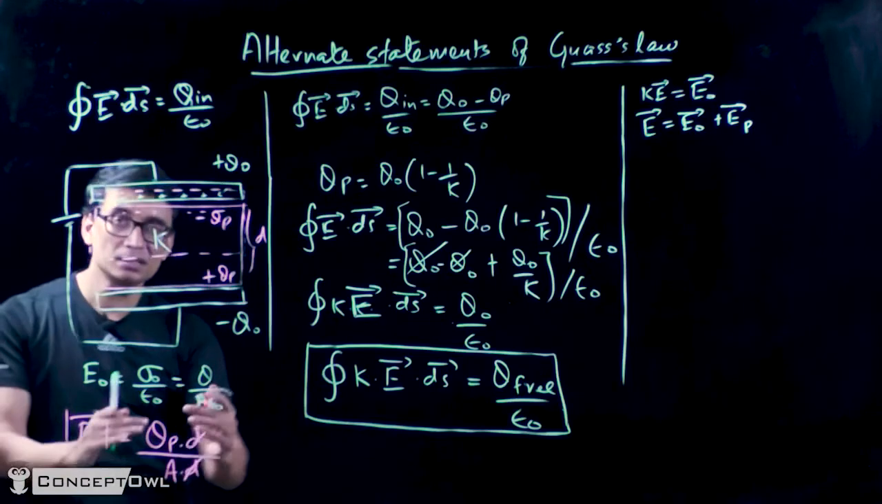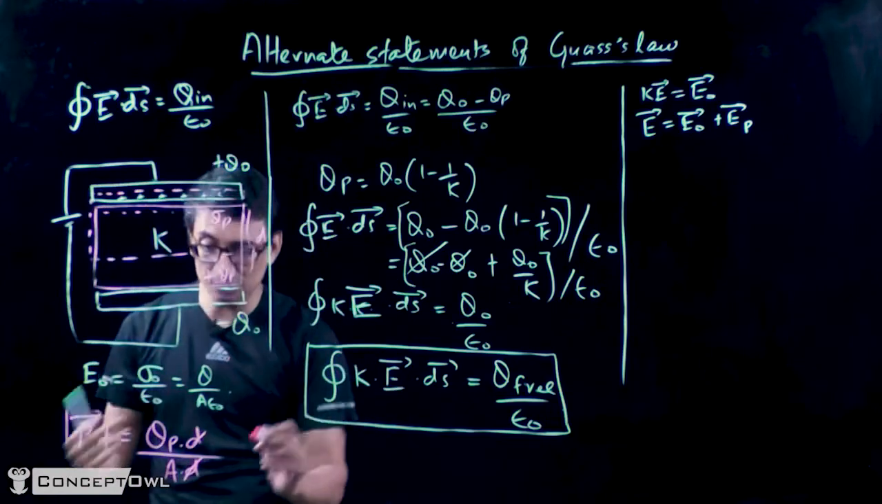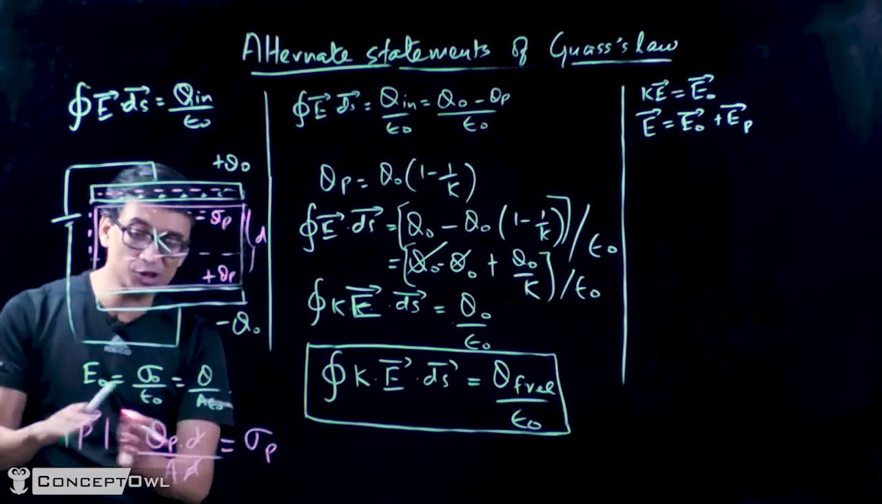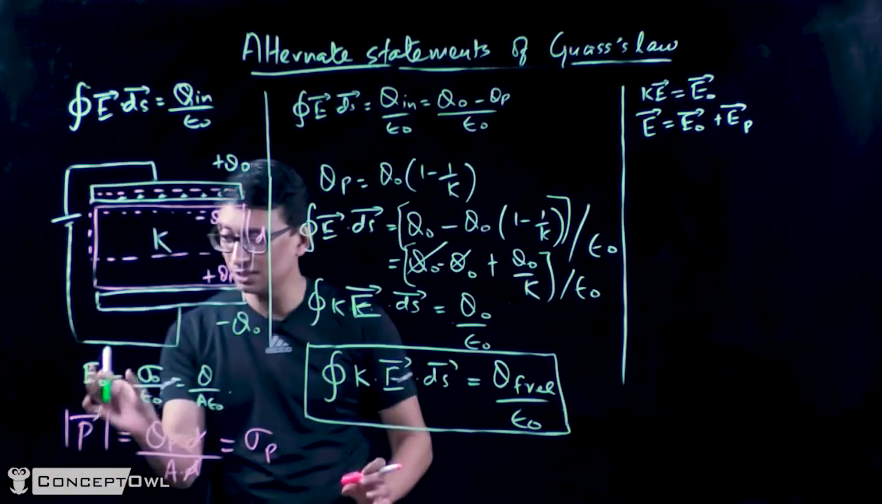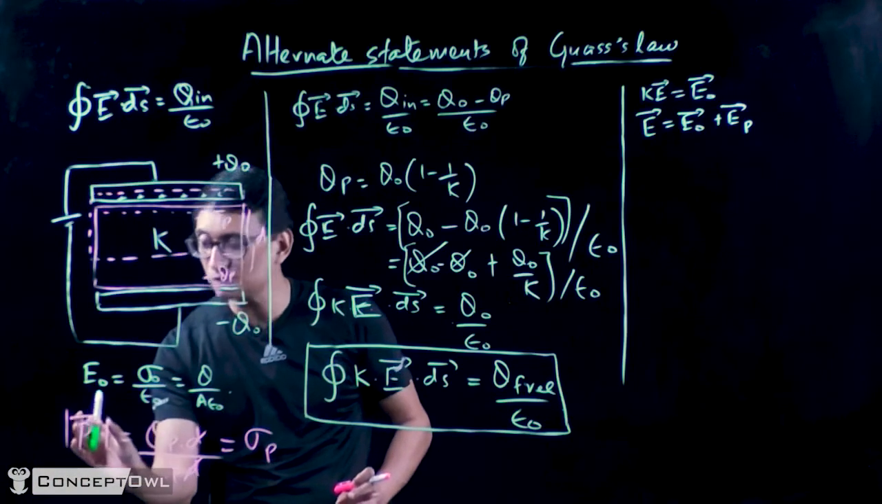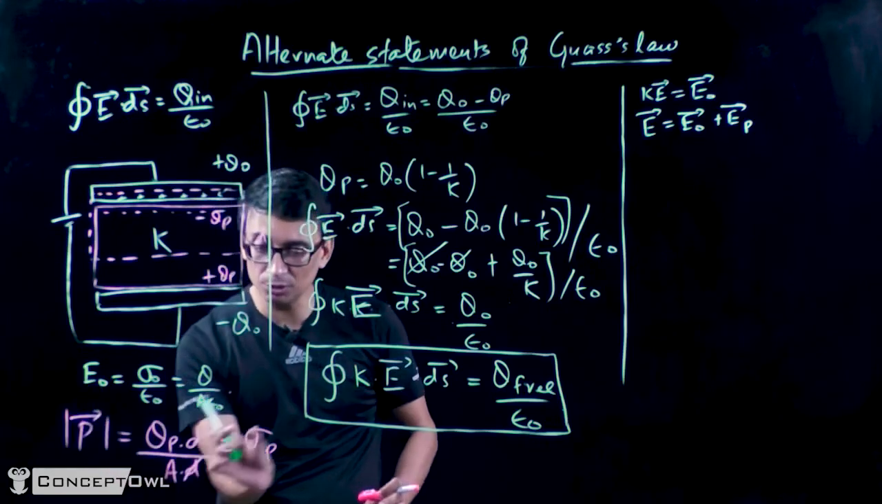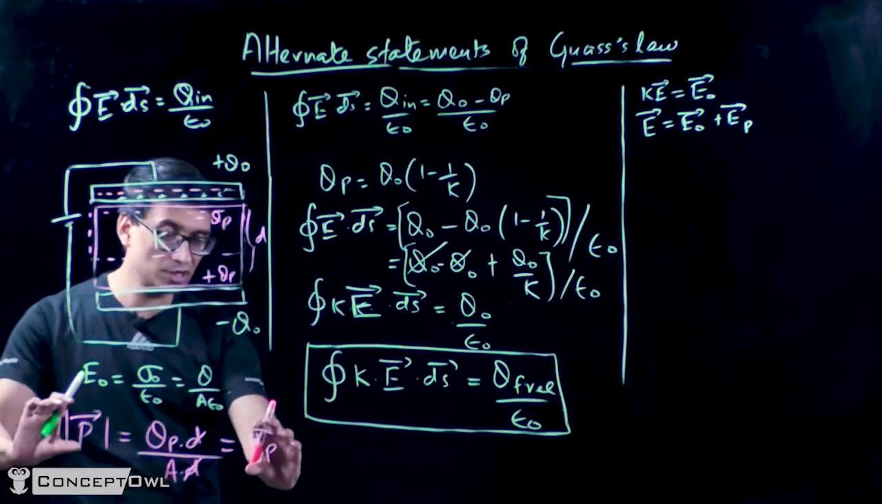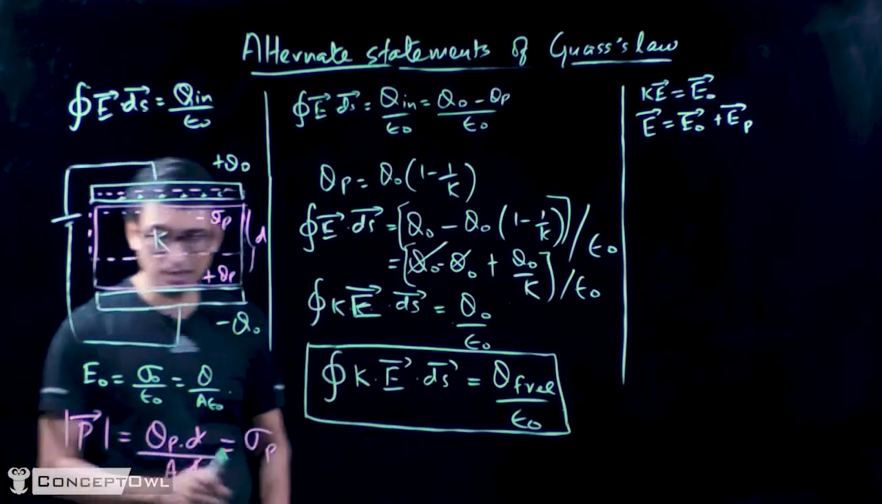So now what is QP upon A? This is nothing but the surface charge density. So I'll write this as sigma P. Sigma P is the surface charge density. So this is an interesting result, that the polarization vector, its magnitude, is equal to surface charge density. This is the result that I'm going to now use here.